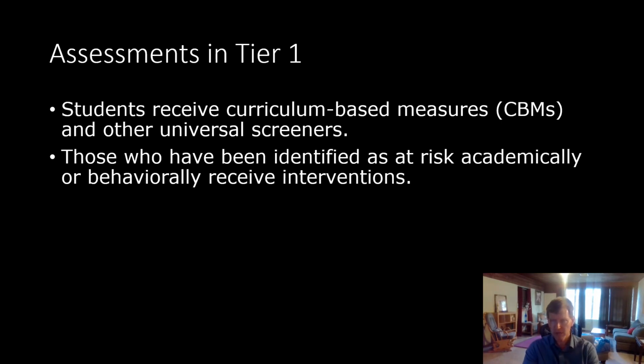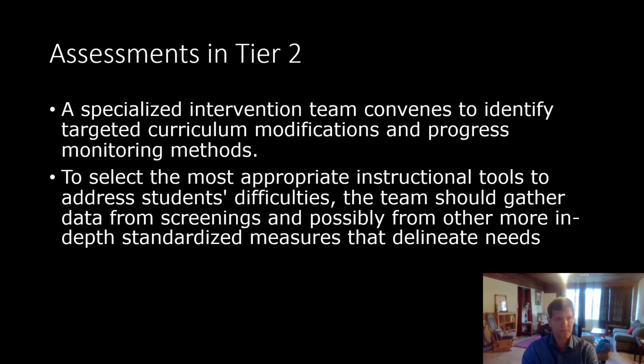In Tier 1, that's general education, students would receive screening through what's called curriculum-based measures and other universal screeners. Those students who are identified as at risk of dyslexia or other needs will receive interventions. Then we get into Tier 2.